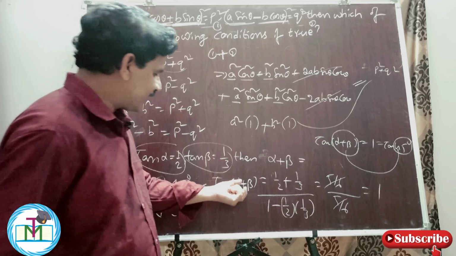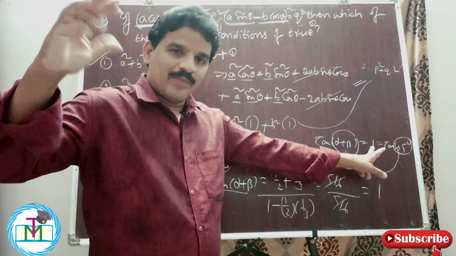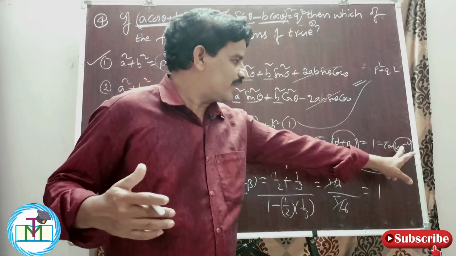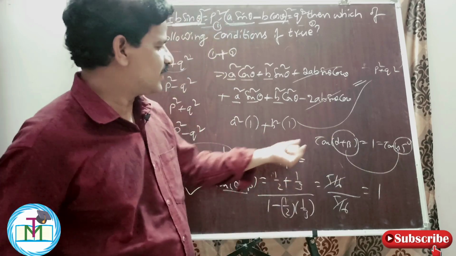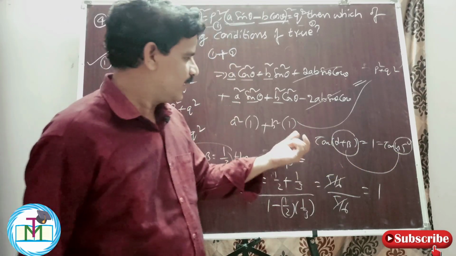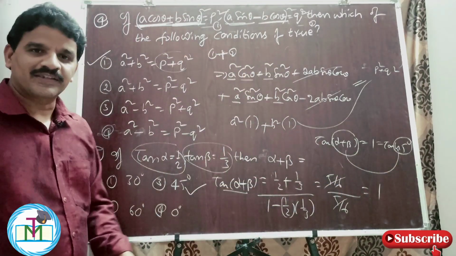When we simplify this, tan of alpha plus beta is equal to 1. According to trigonometric ratios and angular relations, 1 is what? Tan 45. So both the sides we can cancel tans, or we apply inverse trigonometric functions. Alpha plus beta is equal to what? 45 degrees. Option 3, right answer.